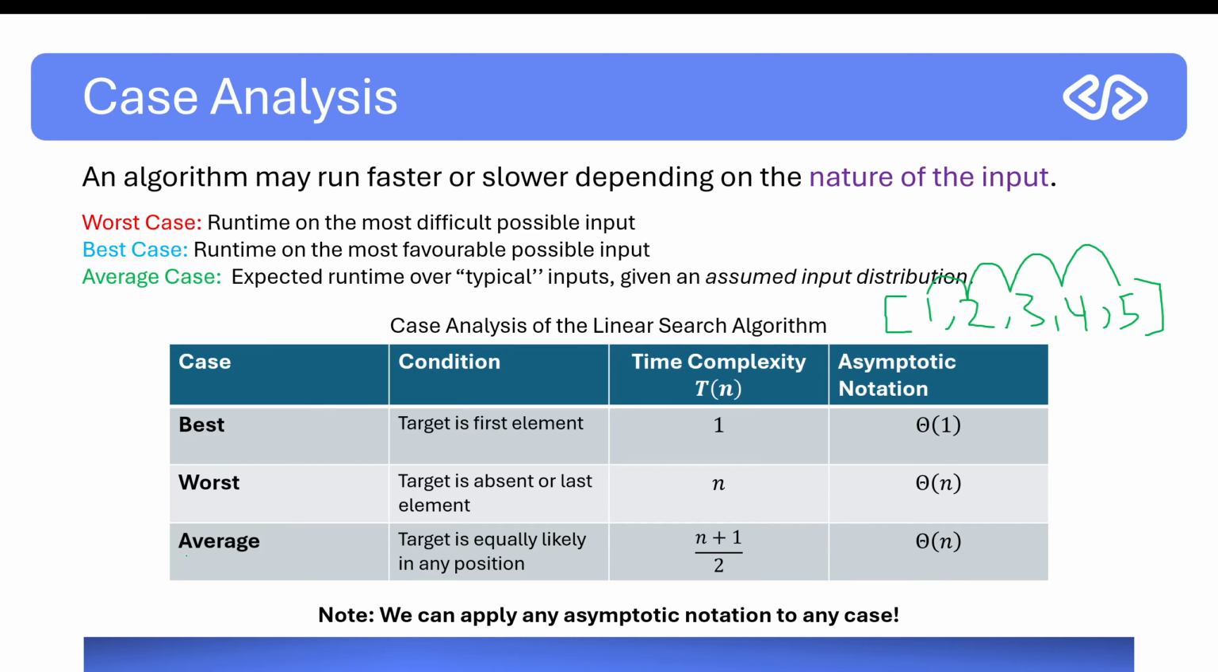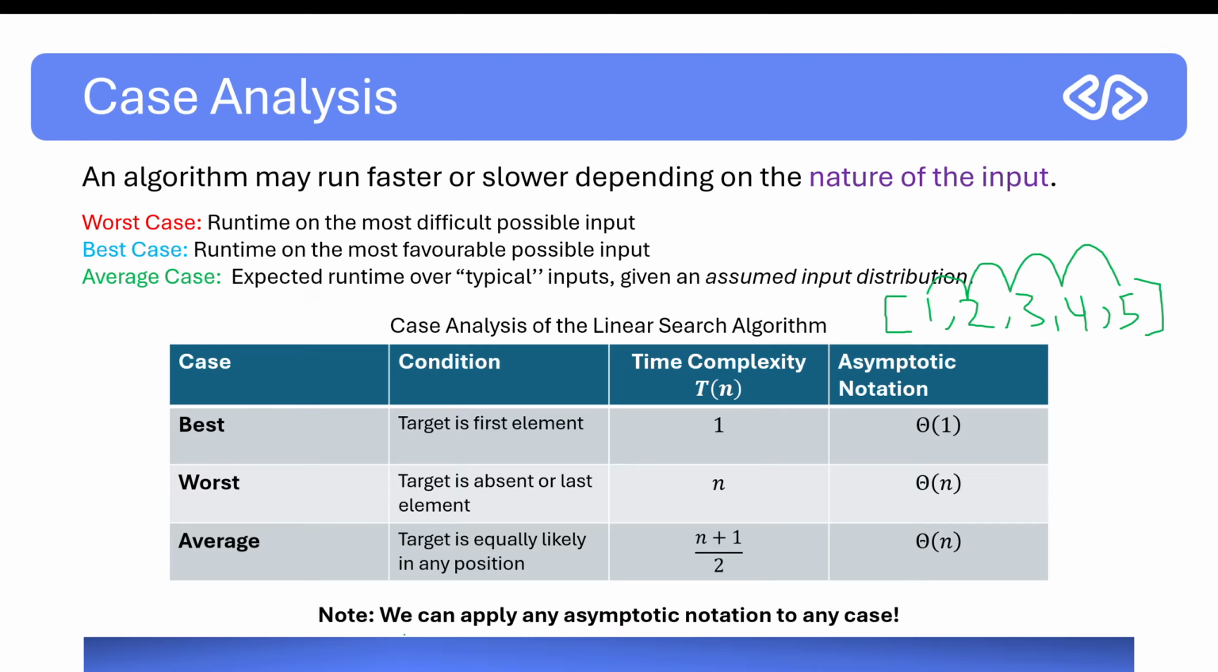Now the average case analysis is a bit more tricky. But if we assume that the target position is equally likely, so if it follows a uniform distribution, your target on average will be in the middle, which would still be linear time because we're going to ignore the constants.